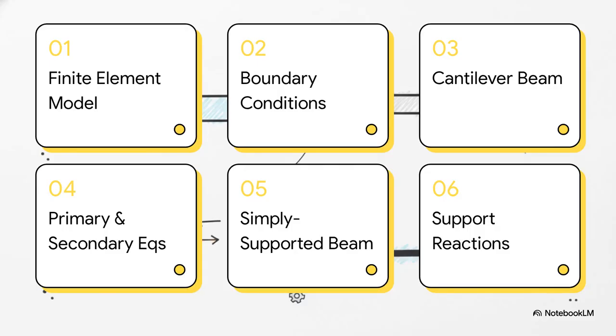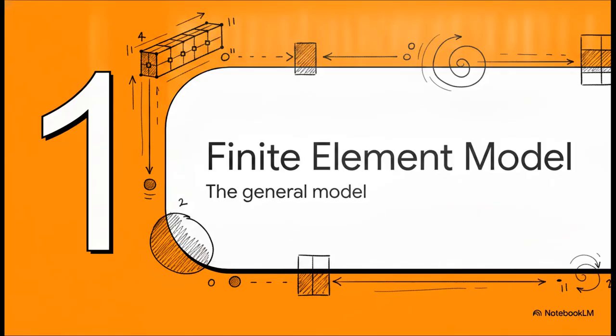Well, here is our roadmap for this explainer. We're going to cover Section 1, the finite element model, Section 2, applying boundary conditions, Section 3, Case 1, which is the cantilever beam, Section 4, primary and secondary equations, Section 5, Case 2, the simply supported beam, and finally, Section 6, evaluating support reactions. Okay, starting off with Section 1, the finite element model.